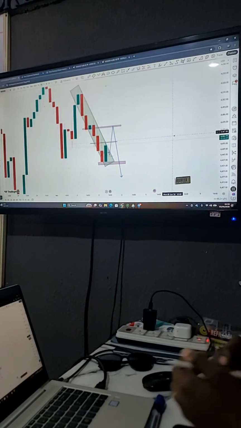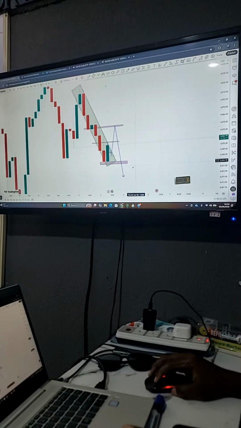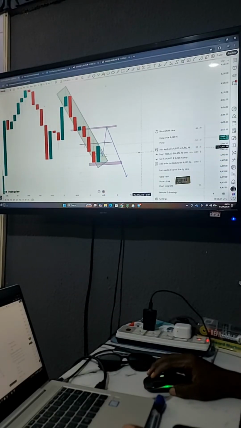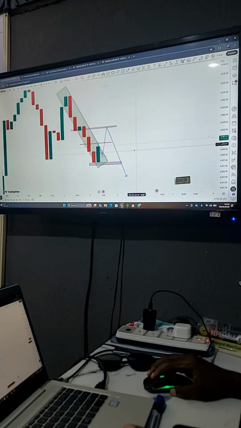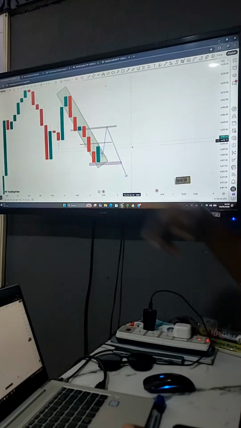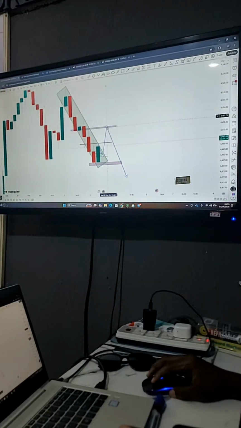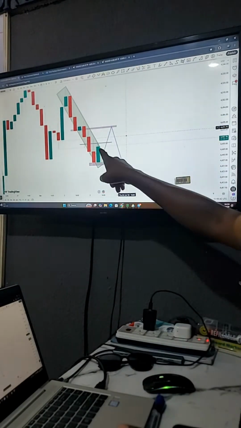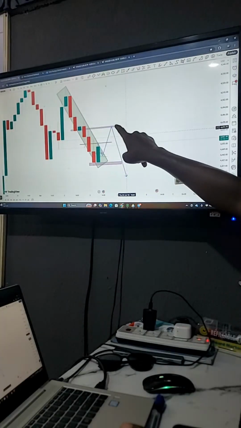You understand that? That is our plan now. That is the analysis. So we want to execute the sell trade from here, right here. But before then, we want a very nice pullback to that zone, right here.